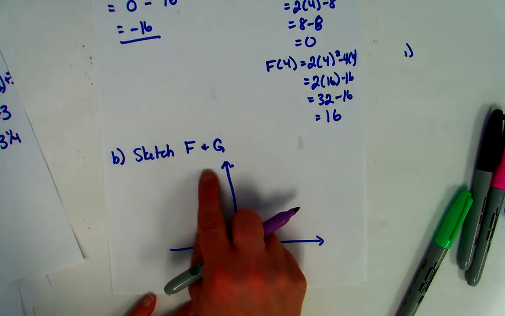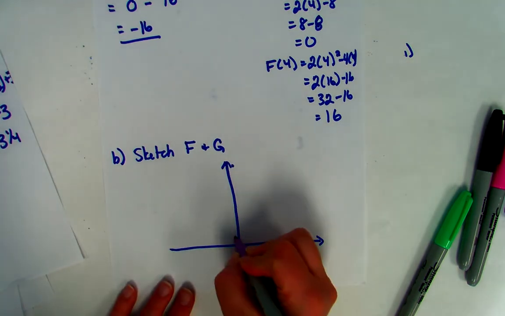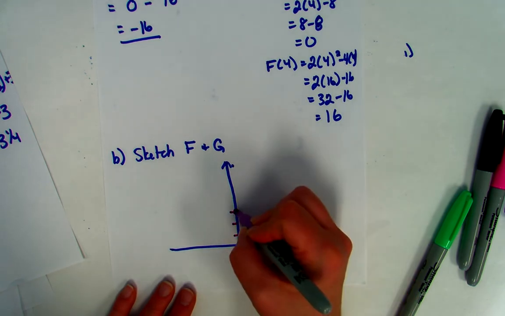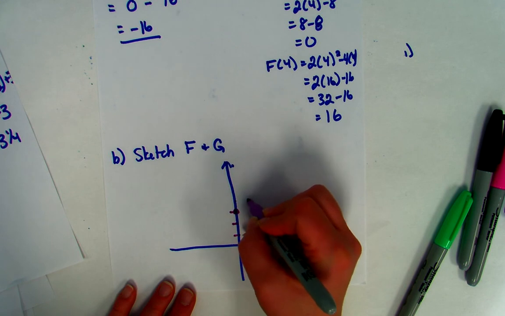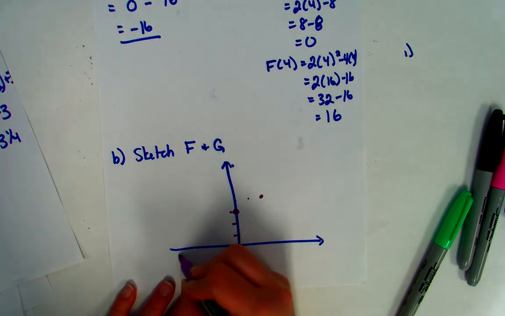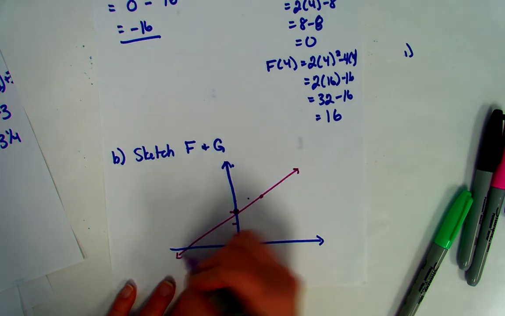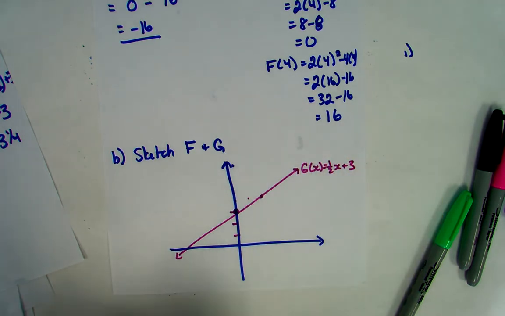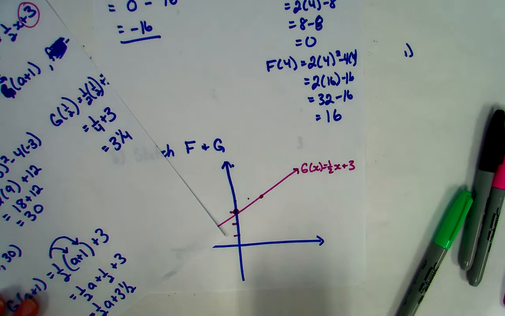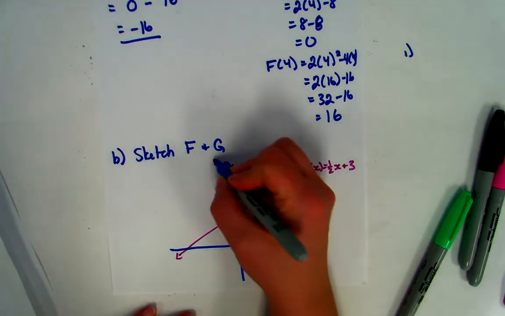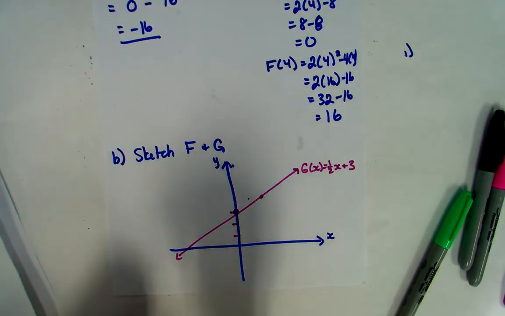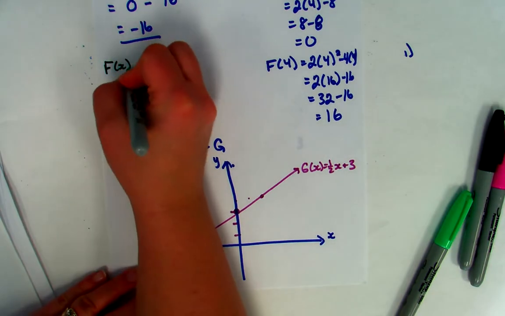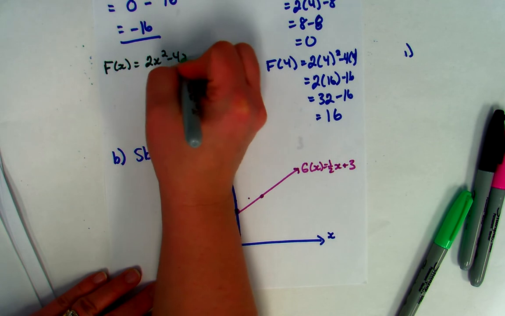So sketch means that you can do it on graph paper or you can do it on line paper and just make it logical. My y-intercept's at positive 3, and then my slope is 1 over 2. So I'm going to go up 1 over 2 and get my line. Unfortunately, we are going to have to do a little bit more work in order to graph f, because f is a parabola. So f at x is 2x squared minus 4x.